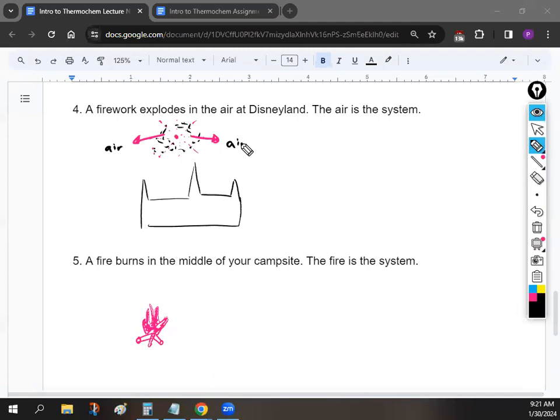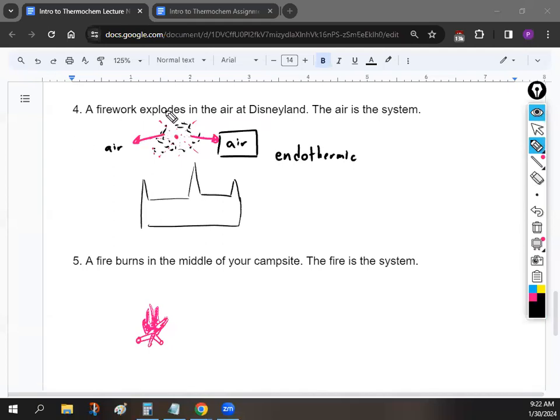Okay, everybody good with that so far? It makes sense because when you go to Disneyland, it's like 65 degrees when they blow up the firework, so the air is colder. So here the air is the system. Now, is the air absorbing energy or releasing energy? Absorbing, because the firework is hotter, so the firework is giving energy into the air. So we're looking at the air, and the air is absorbing energy, right? And so in this case, this is going to be endothermic because we are looking at the air.